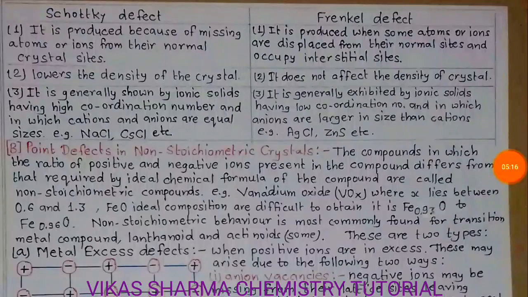Student, these are the differences between Schottky defect and Frenkel defect. Point number 1: Schottky defect is produced because of missing atoms or ions from their normal crystal sites, while Frenkel defect is produced when some atoms or ions are displaced from their normal sites and occupy interstitial sites. Second difference: Schottky defect lowers the density of the crystal. In a Frenkel defect, point number 2, it does not affect the density of the crystal.